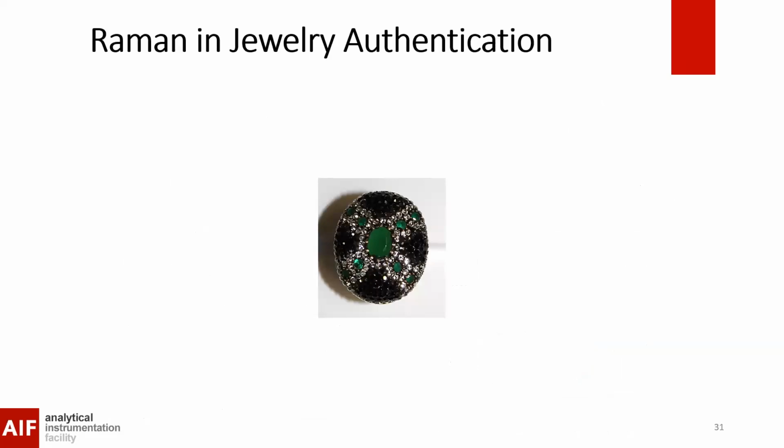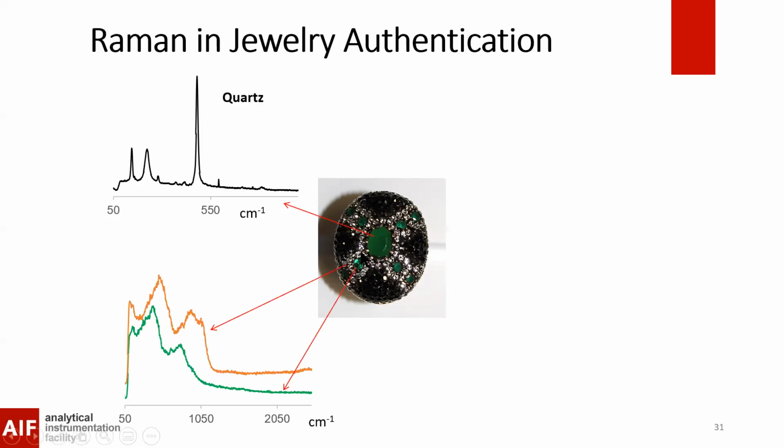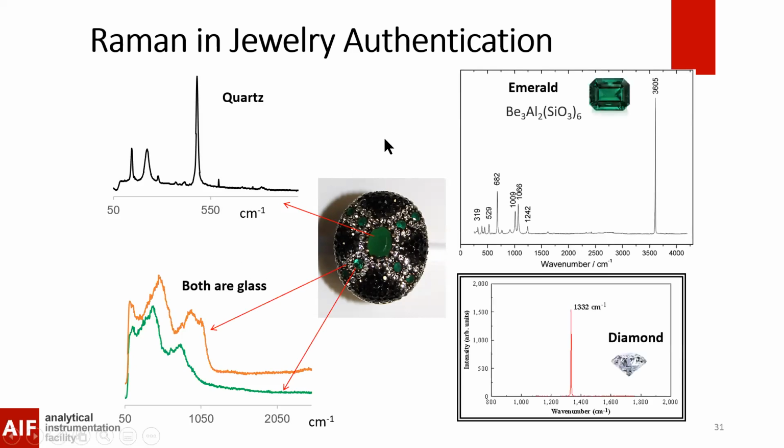And this is quite an interesting measurement. Raman is used in jewelry authentication. The spectrum from the center green gem is confirmed to be a quartz. And then the spectrum from this green part is confirmed as a glass. And this Raman spectrum is totally different from this emerald, which is a real gem. And it is also different from this diamond. That means this is a fake one, not a real one.